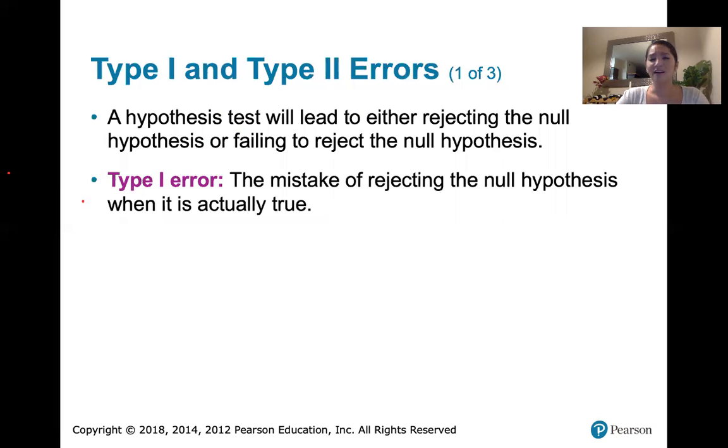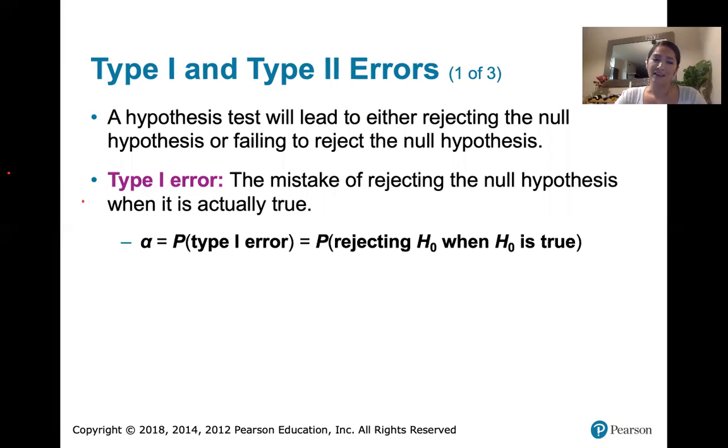Now, type 1 error is the mistake of rejecting the null hypothesis when it's actually true. And that's just that alpha, that significance level alpha. That's the probability of a type 1 error. So this is the probability of rejecting the null when the null is true. So we're saying this thing is very unlikely to occur and it occurred, therefore reject the null. Well, maybe it's just unlikely to occur and it occurred, and we shouldn't have rejected the null. That would be a type 1 error.